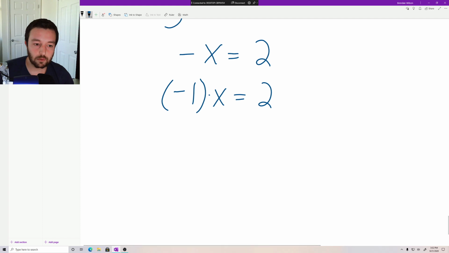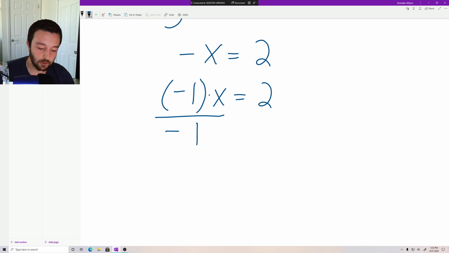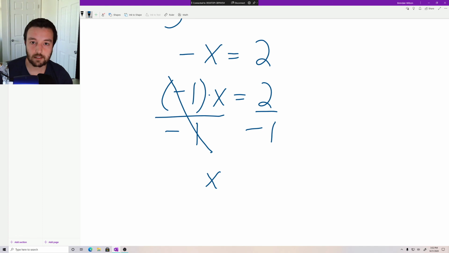And now we can do something that we haven't really talked about yet, which I'm going to write down after this, which is divide both sides by negative 1. Okay. These cancel out because anything divided by itself just gives you 1, and 1 times x is just x. Okay. So we just get x.